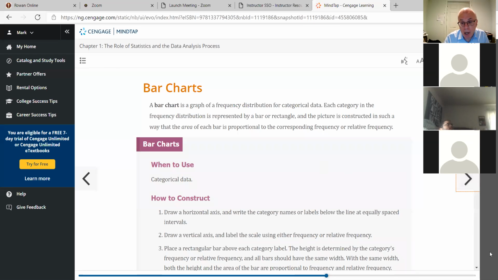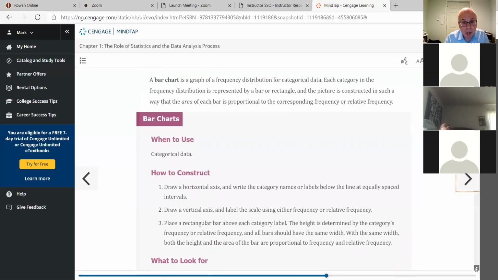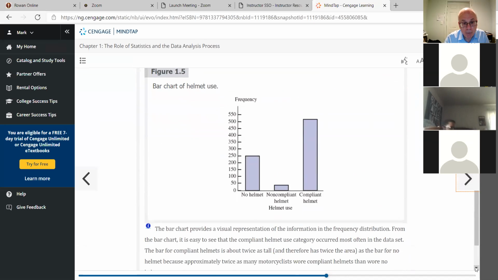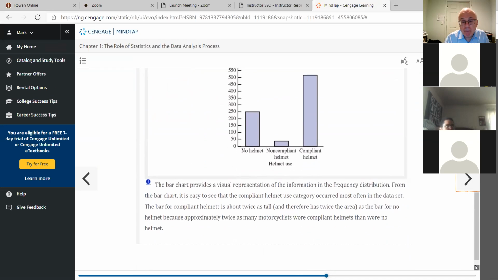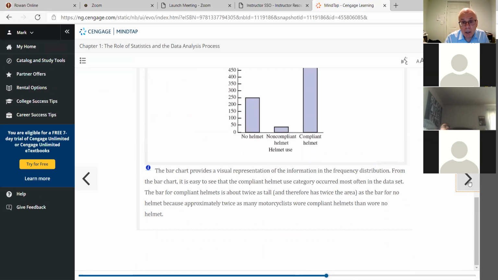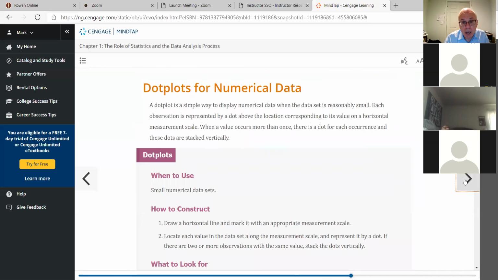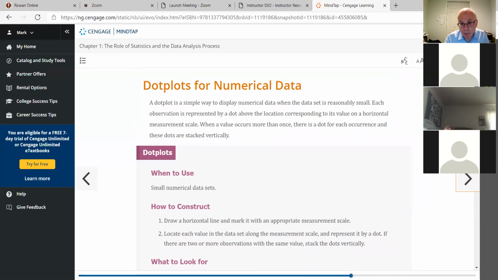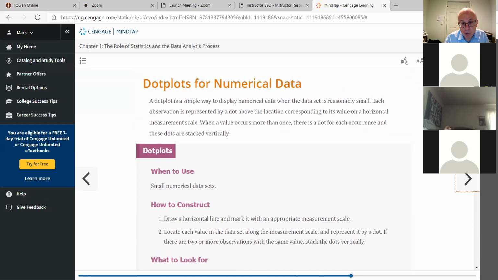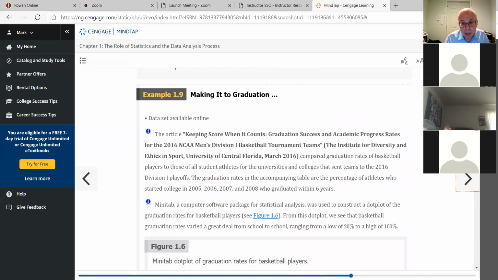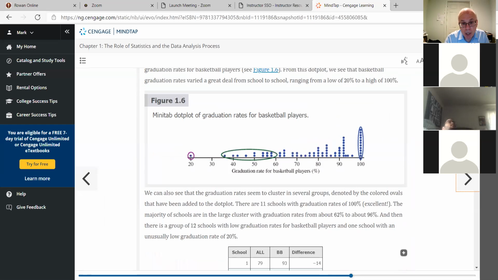Okay. So again, bar charts are used for categorical data for counting. There is a bar chart. Okay, and the heights of these bars are the frequencies or the counts. Then they have other types of things here, other types of displays. A dot plot is used strictly for numerical data. This is what a dot plot looks like.